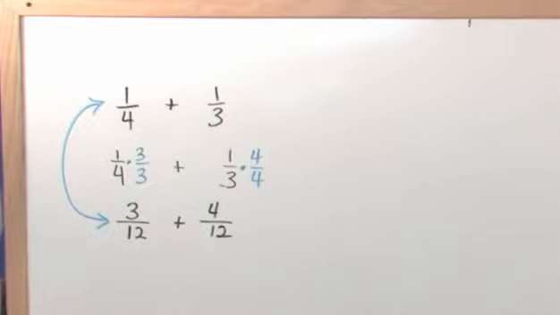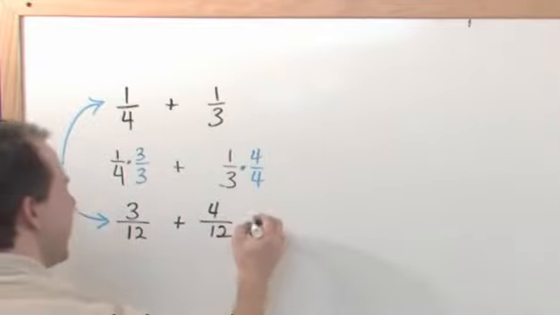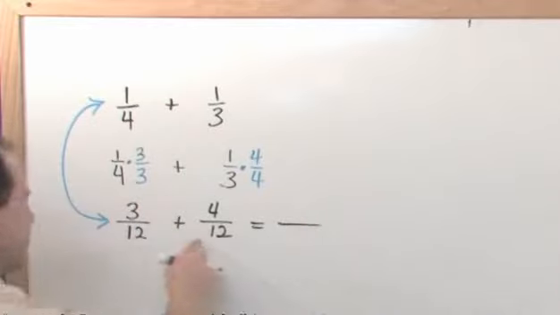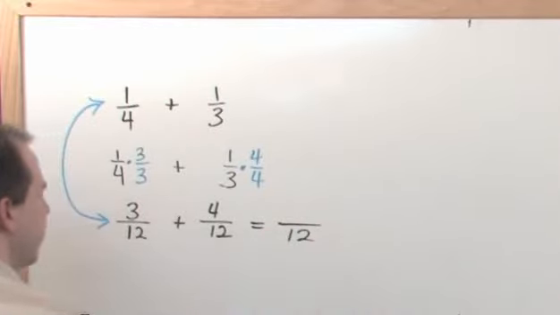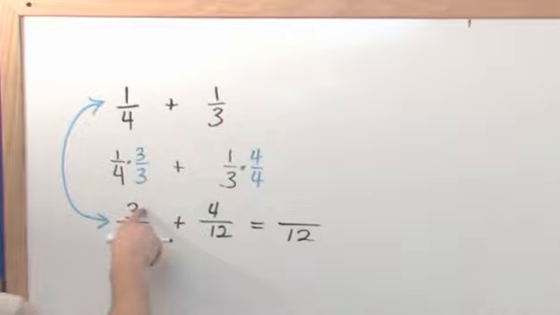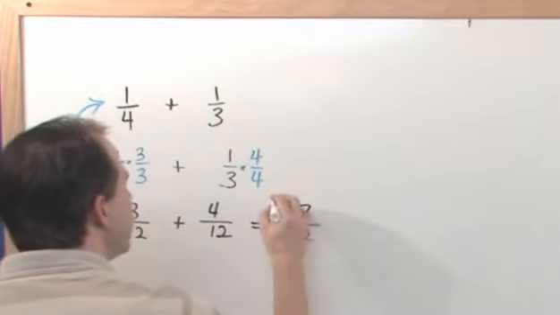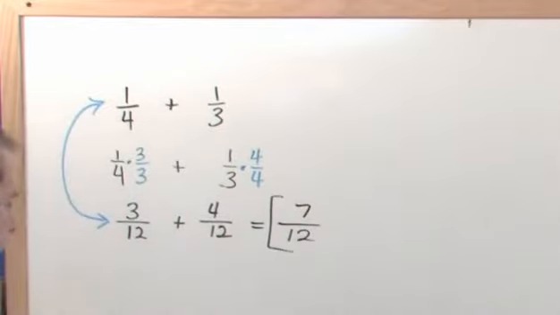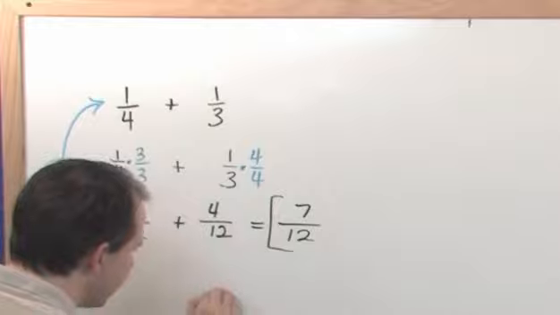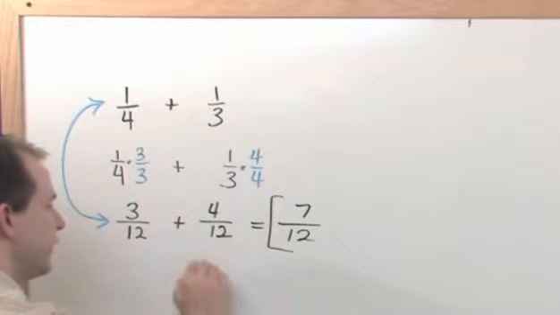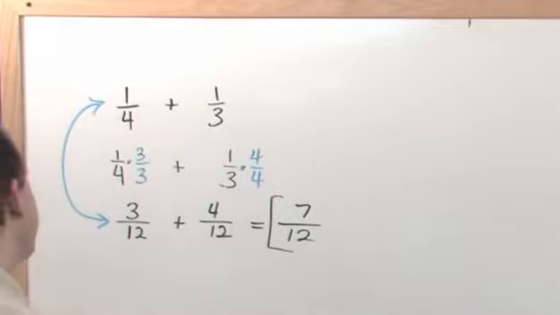So, continuing on. Now that we have the bottom numbers the same, what do we do? Well, the bottom numbers are the same, so you keep it. You just put the 12 there, and then you add the top. 3 plus 4 gives us 7. So the answer is 7/12 cup of water. 7/12 cup. So that just means if you divide that cup into 12 equal divisions, you'd have 7 of them. That's what that means, okay?